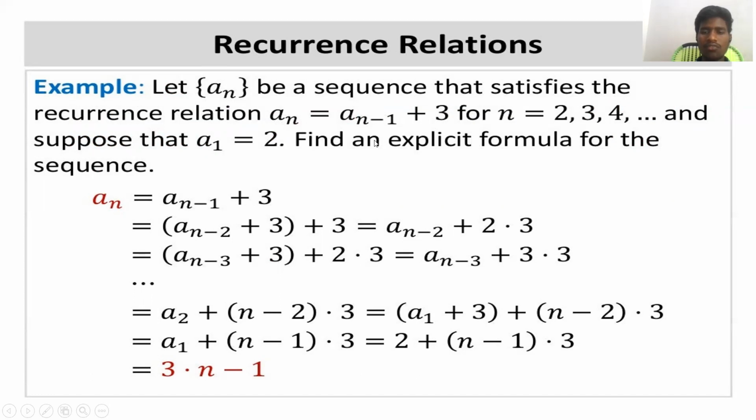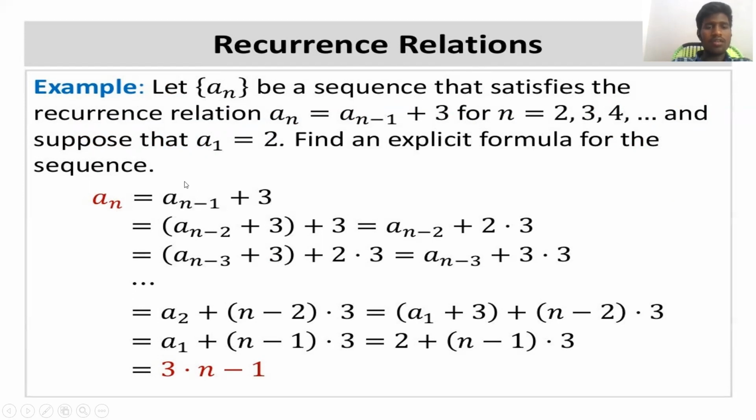Find an explicit formula for the sequence. We have to find an explicit formula for the given recurrence sequence, where n is greater than or equal to 2, that is n = 2, 3, 4, and so on, and a1 is given as 2. First, we write the given formula: an = an-1 + 3.